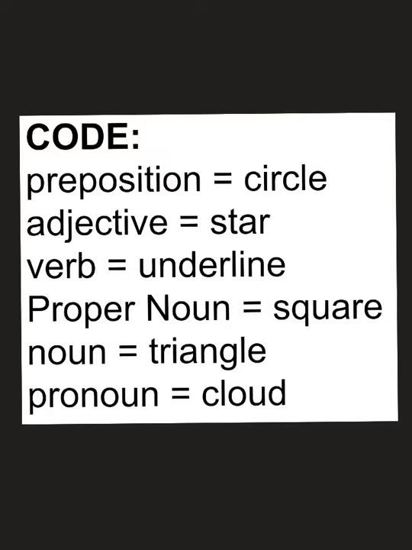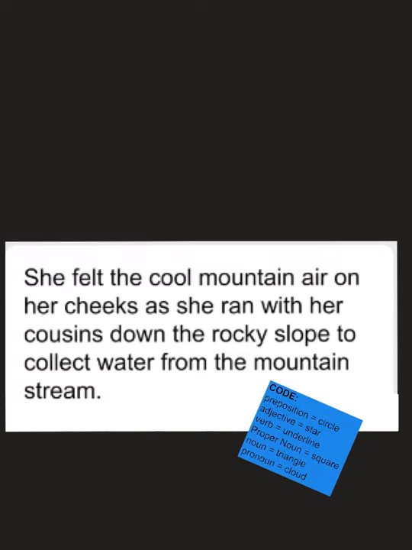Then we have certain symbols that we're going to mark the text with. If it's a preposition, we're going to use a circle, adjective, a star, a verb, we're going to underline it. If it's a proper noun, we're going to give it a square. If it's a regular common noun, we're going to give it a triangle. If it's a pronoun, we're going to give it a cloud. Now here we have our passage from Ziba, and we've also got the code there too. So we are going to now use the code to analyze our text a little closer.